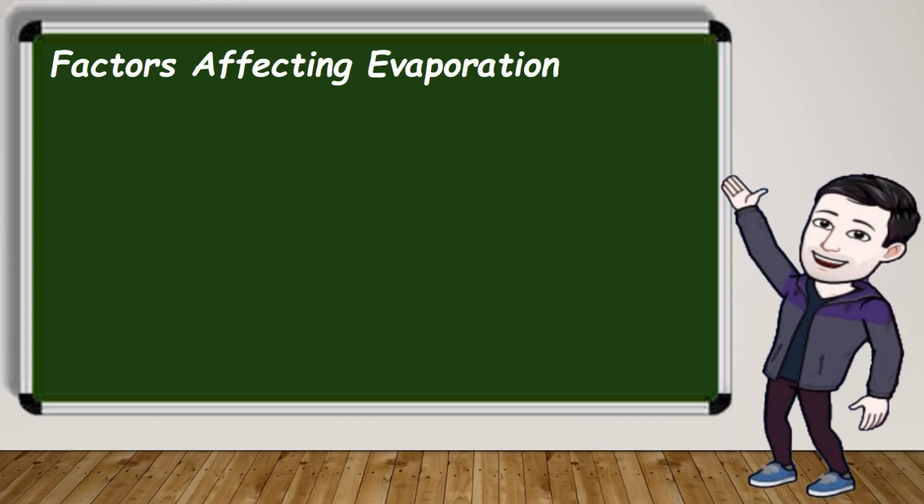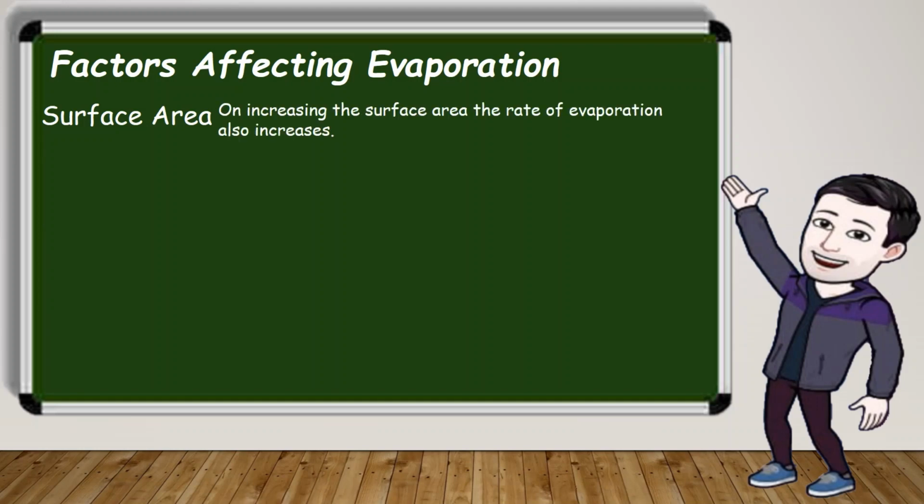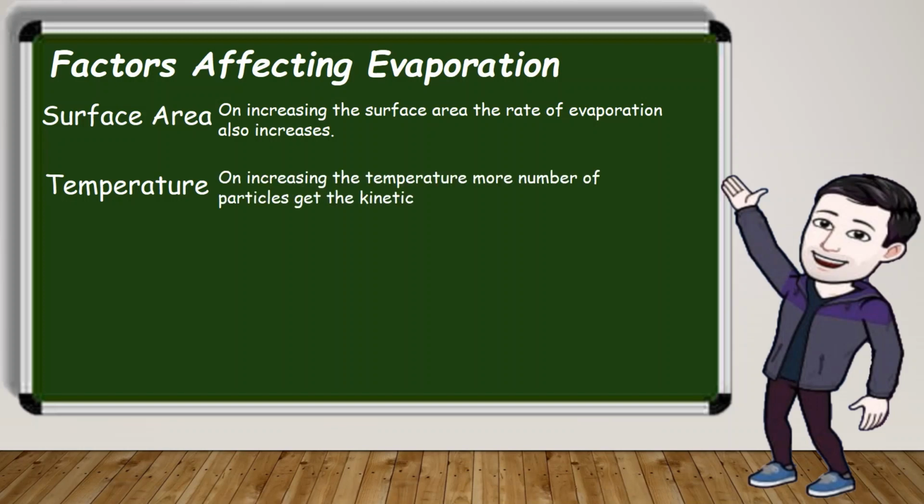The first factor that affects evaporation is surface area. On increasing the surface area, the rate of evaporation also increases. For example, we spread clothes when we put them for drying. Spreading clothes provides larger surface area, so that the rate of evaporation increases. As a result, clothes dry faster. The next factor that affects evaporation is temperature. On increasing the temperature, more particles get the kinetic energy to change their state. For example, wet clothes get dried soon on sunny days.